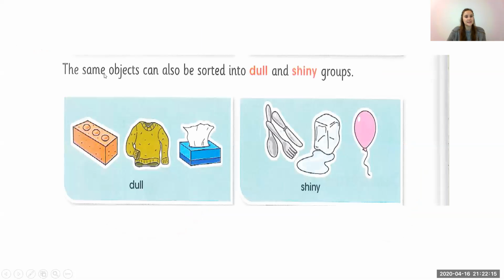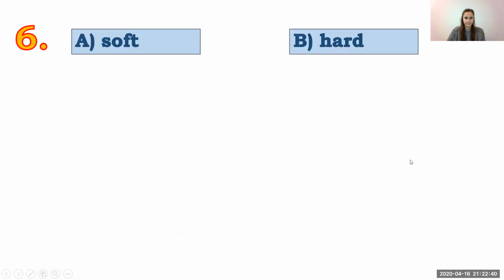It says, the same objects can be sorted into dull and shiny groups. So we have the brick, a jumper or a jersey, some tissue, knives and forks, an ice block, and a balloon. So all of these are very dull. They do not reflect light. But water, like this ice block, balloons, and metal objects often are very shiny.